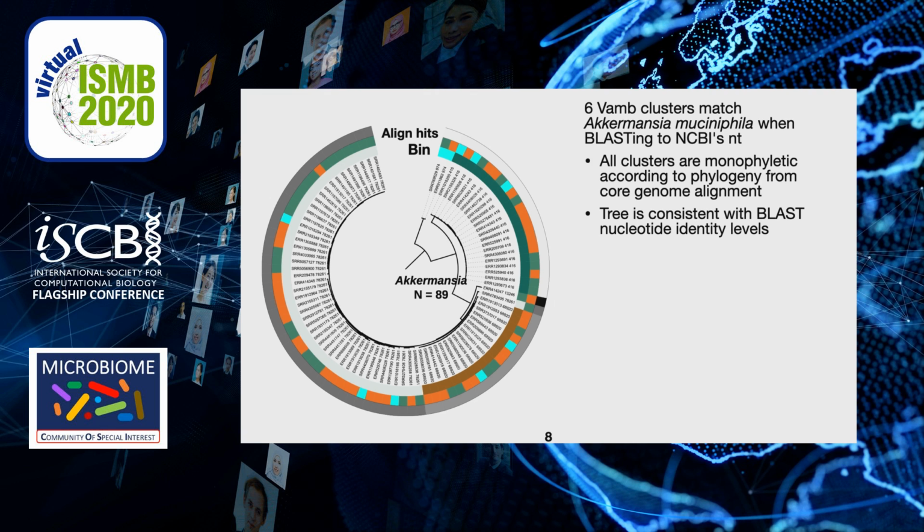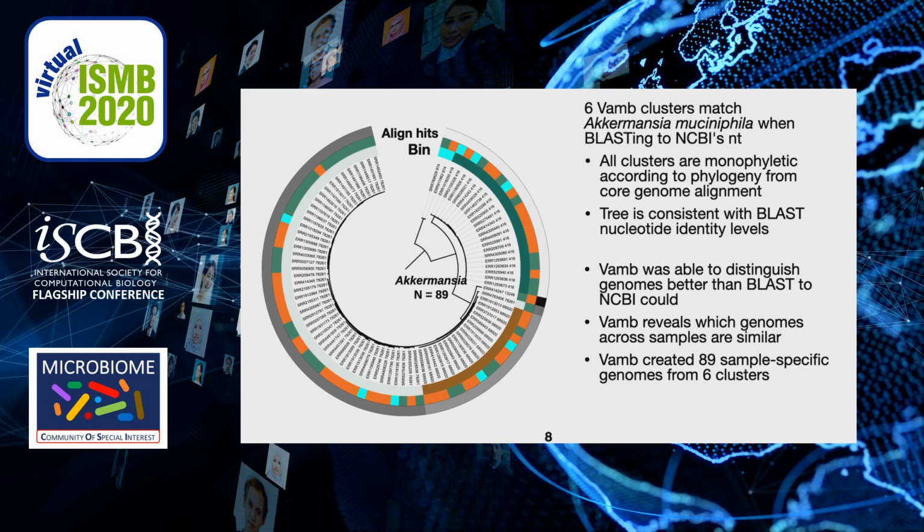We then constructed a phylogenetic tree from a core genome alignment of these bins. All 6 clusters were monophyletic according to this tree. Furthermore, the tree was consistent with the BLAST nucleotide identity levels. This implies that Vamb was able to distinguish the 6 genomes better than BLAST to NCBI could, since they all blasted to the same genome. The splitting process in Vamb also revealed which genomes across the different samples were similar. And here we obtained a total of 89 high-quality sample-specific genomes from 6 clusters.